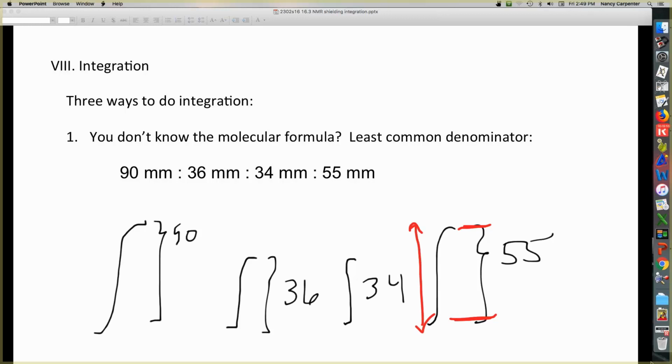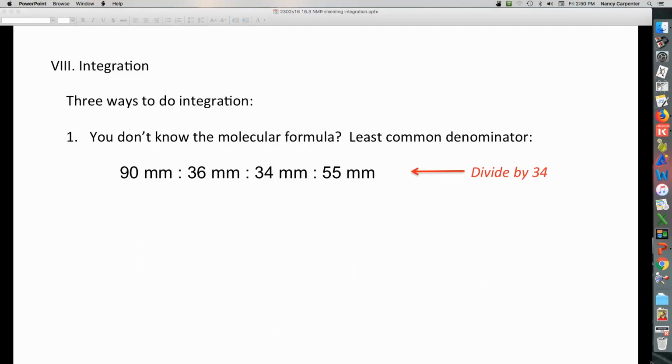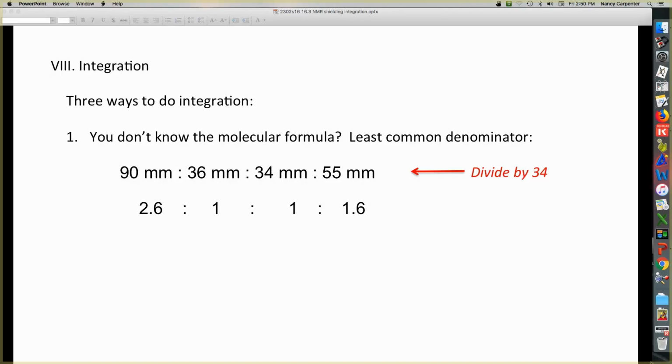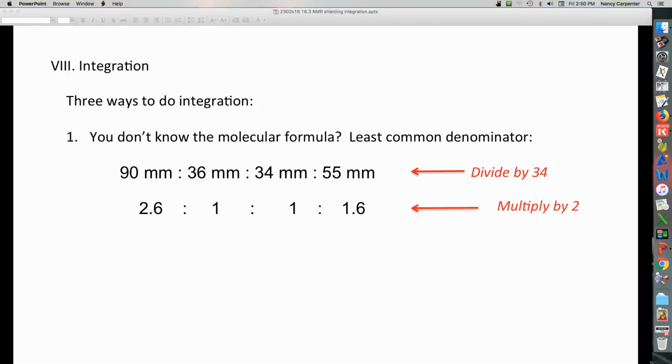What does this mean in terms of number of nuclei giving rise to that signal? Well, you take the least common denominator, the smallest number, 34, and divide everything by that smallest number. So you get the following, a ratio of 2.6 to 1 to 1 to 1.6, which of course makes zero sense whatsoever. Who has ever heard of a molecule that has 1.6 hydrogens? Nobody. So somehow or other I have to convert that into whole numbers, and if I multiply everything by 2, voila, I get roughly 5 to 2 to 2 to 3, and those are very sensible numbers.